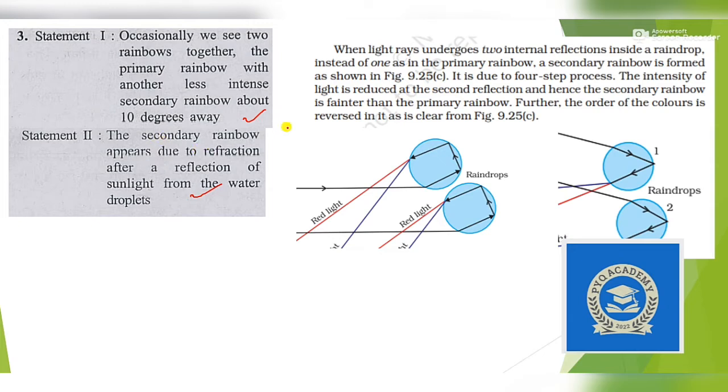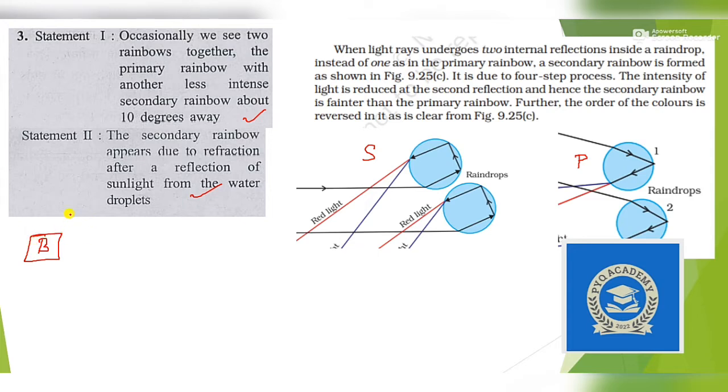The reason why the secondary rainbow forms is, you can see here, this is the primary rainbow and this is the secondary rainbow. So what is the difference? In the primary rainbow there is only one internal reflection, but in the secondary rainbow there are two internal reflections. Due to this, it is also less intense than the primary rainbow, because it undergoes two internal reflections and loses its intensity of light. So now coming to our answer, UPSC has given answer as option B in the official answer key.